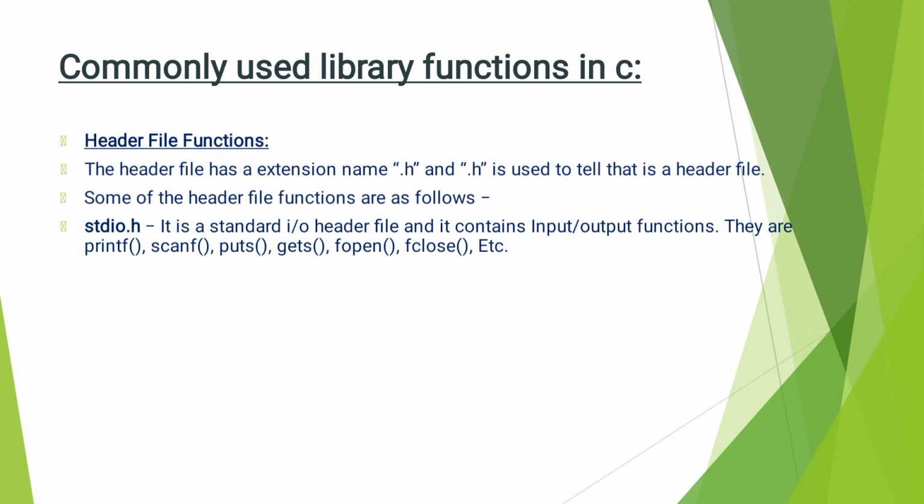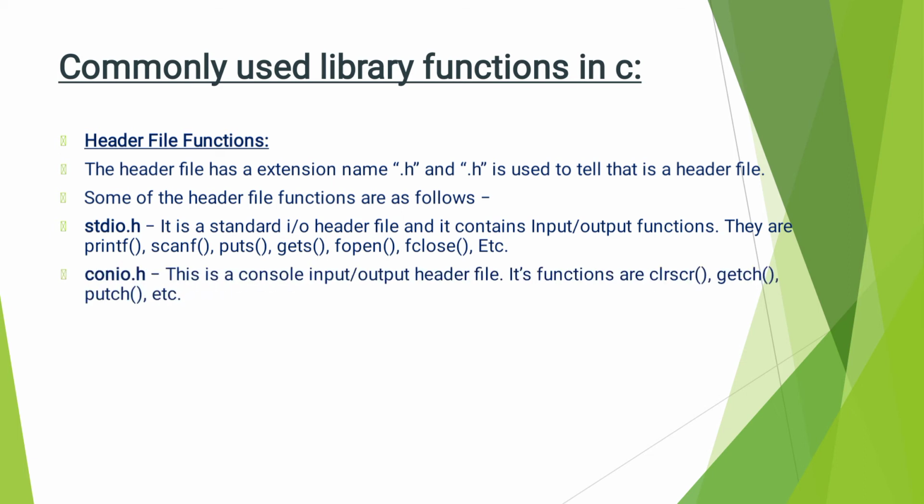Let's see some of the important library functions, means some of the header files. stdio.h. This is the standard input output header file and this header file contains input and output functions. Some of the functions are printf, scanf, putc, gets, fopen, fclose, etc. Next, conio.h. Conio.h means console input output header file and this header file has the functions clrscr, getch, putch, etc.